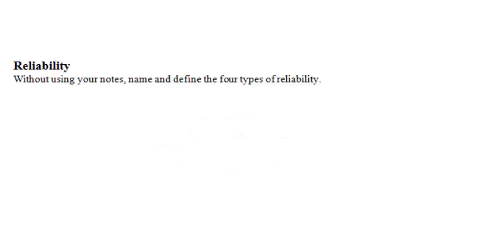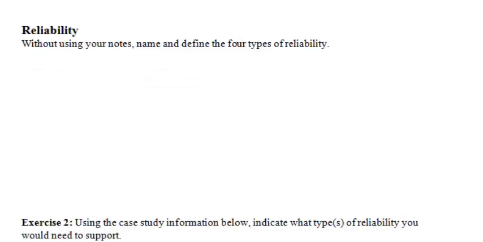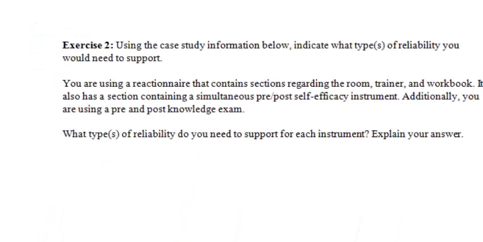So once again, we're going to use a case study, and I want you to indicate what type of reliability you think we need to support for each instrument. Go ahead and shut off the video and put down your answers, and then we will come back to debrief. The case study says you're using a reactionnaire that contains sections regarding the room, trainer, and workbook. It also has a section containing a simultaneous pre-post self-efficacy instrument. Additionally, you are using a pre- and post-knowledge exam. What types of reliability do you need to support for each instrument?